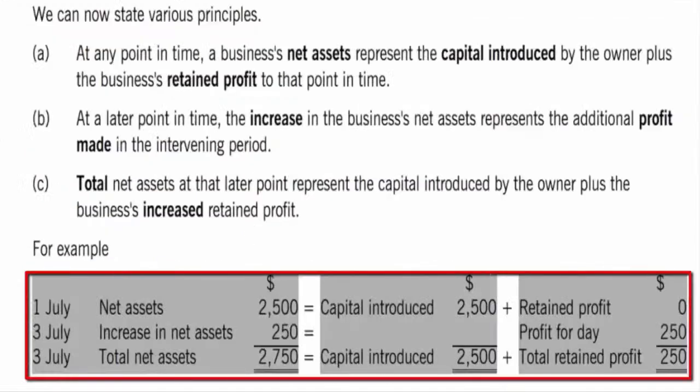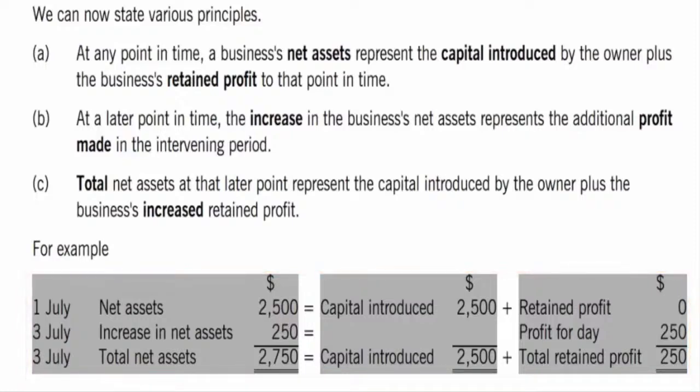So, when we add it all together, total net assets at the end of the day are $2,750. This includes $2,500 of capital plus $250 of retained profit. Key takeaways from Neelam's example. This example shows us some important things about how net assets work in a business.